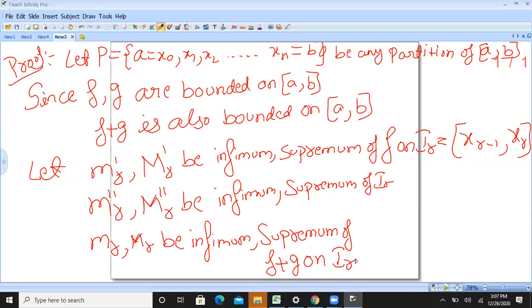So first, a partition P of the closed interval [a, b] is given. We don't know the notation for it, so we take the partition x0, x1, x2, ..., xn. Let P be a partition of [a, b].